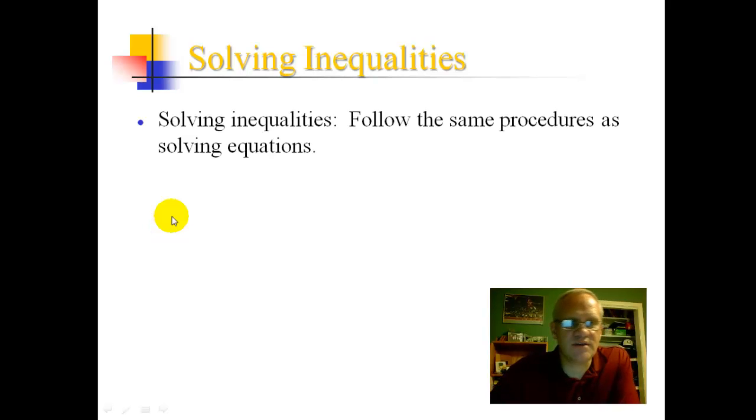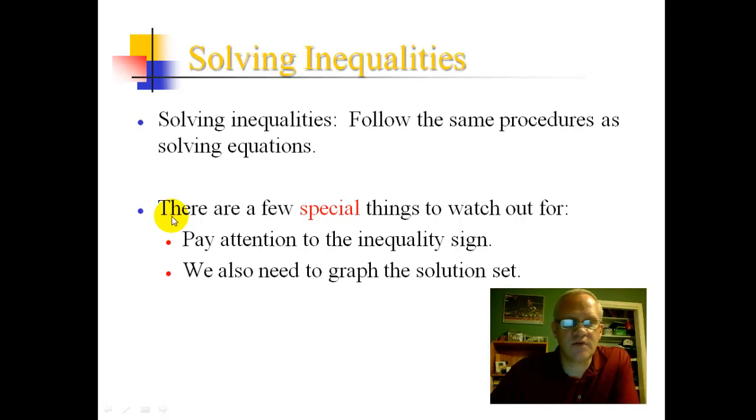All right, solving inequalities. Basically what it boils down to is that when solving inequalities, we follow the same steps and the same procedures as solving equations. There's just a couple of little differences. First thing, we want to pay attention to the inequality sign. Sometimes people kind of forget when they're working quickly, and instead of continuing to write less than or greater than on their work, they might slip in there and start writing equal. So make sure you're not just going to write equal without thinking about it. You're still going to want to write less than or equal to, or whatever your sign is there.